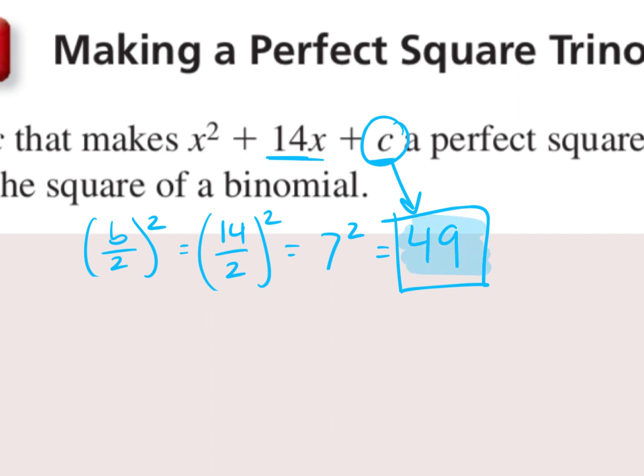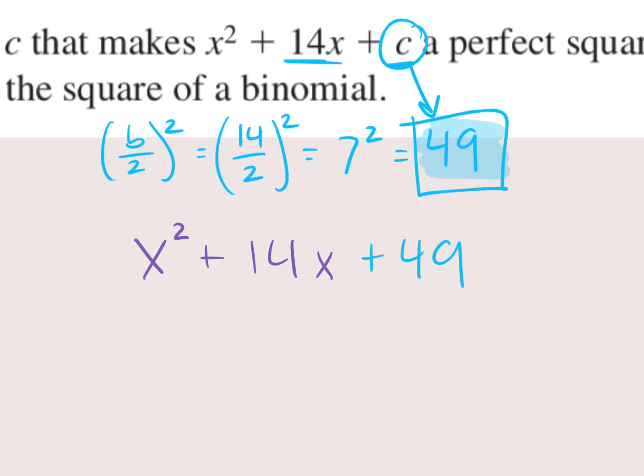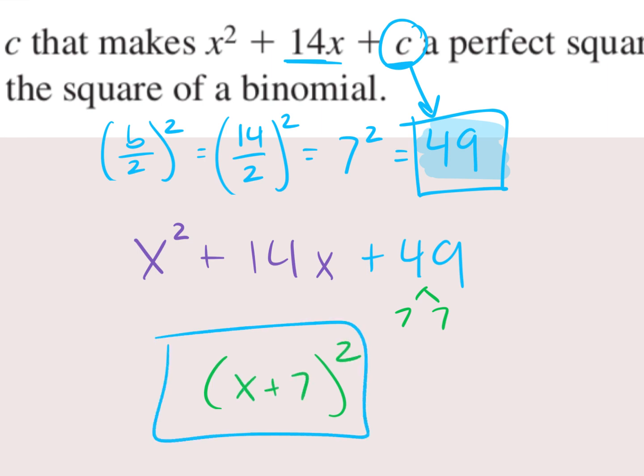The second part asks us to write it as a perfect square binomial. So we have x squared plus 14x plus 49. What are two factors of 49 that add to 14? 7 and 7. So how would we write this? X plus 7 squared. Awesome. So this is the other part of our answer.